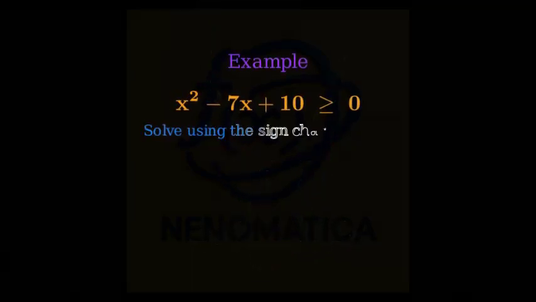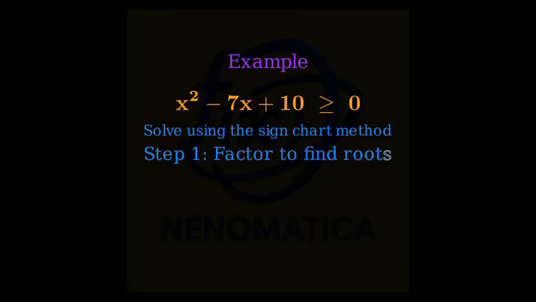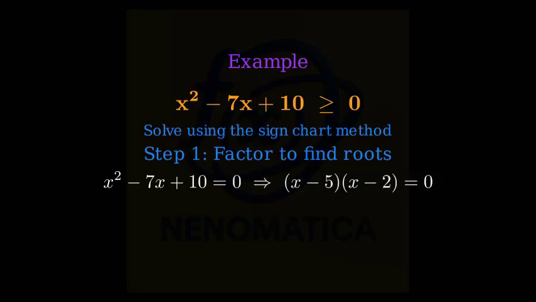In this example, we'll solve the quadratic inequality x squared minus 7x plus 10 is greater than or equal to 0. We'll follow the sign chart method step by step, exactly as shown in a standard sign table solution. First, let's write the problem. Step 1. Factor to find the critical points. We treat the inequality as an equality, x squared minus 7x plus 10 equals 0. It factors as (x minus 5)(x minus 2) equals 0. So the roots or critical points are x equals 2 and x equals 5.